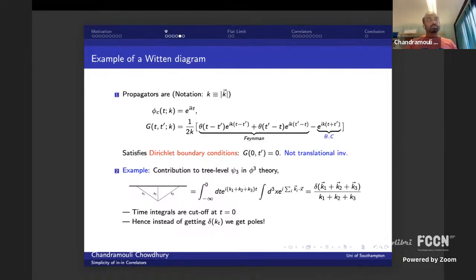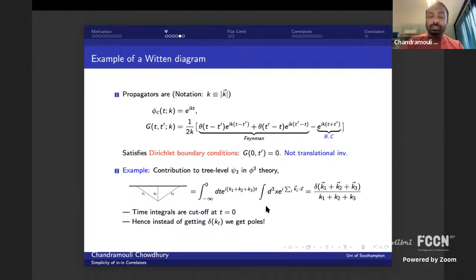Good. So now let me just describe to you a simple example of the 3-point function, or the 3-point wave function coefficient, in phi cube theory. For that, you would draw some diagram like this. And you would essentially write a very similar expression as you would have done for the S matrix, except that you would cut the time integral off at t equal to 0.